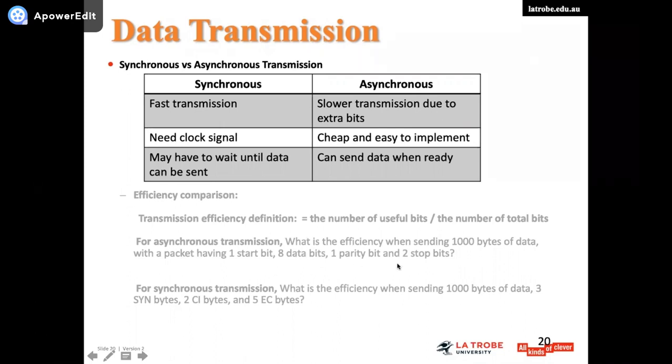Same for the synchronous transmission. What is the efficiency if we want to send also 1,000 bytes, but we only have three sync bytes, two control information bytes, and five error correction bytes? So what's the difference in efficiency? You can do this calculation and compare the difference. Then let's look at data communication hardware.